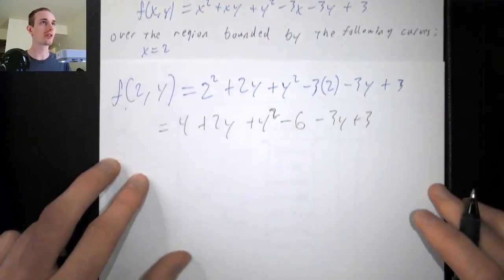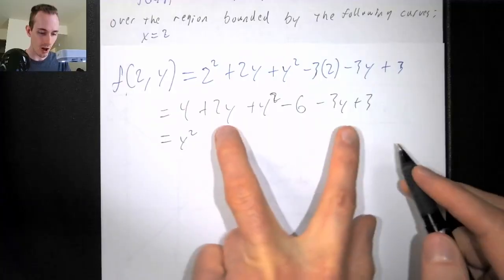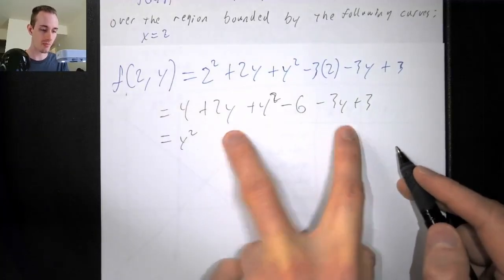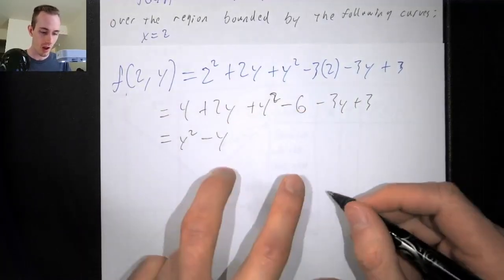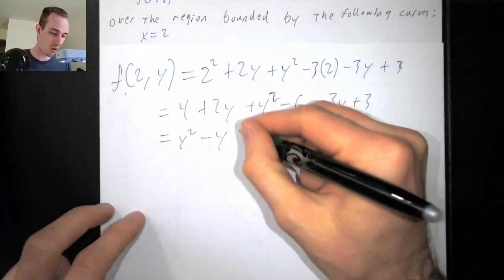Then I can combine like terms here. I've only got one quadratic term, so y squared. I've got a couple of linear terms. 2y minus 3y makes negative y. And then as for constant terms, 4 plus 3 is 7, minus 6 is 1.